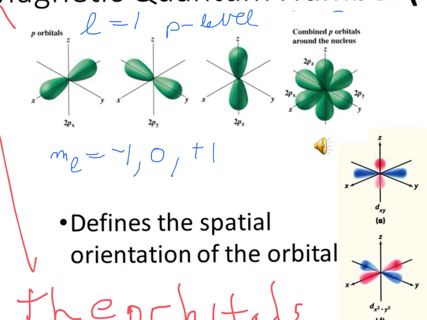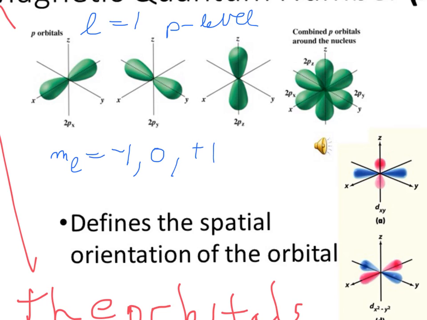Now, let's think about our double ice cream cone shape here. Let me improve my artwork a little. A double ice cream cone shape is essentially a straight line. How many ways can you turn a straight line in three-dimensional space? You can turn it 3 ways, right? You can lie it along the x-axis, you can lie it along the y-axis, or you can lie it along the z-axis. So there are 3 ways you can put that double ice cream cone shape in three-dimensional space. That's why you have 3 values of m sub l.